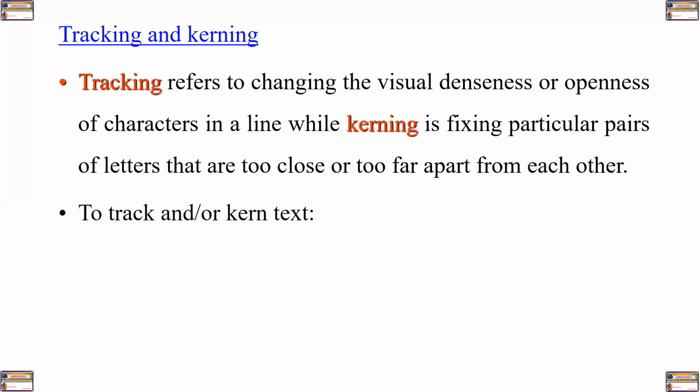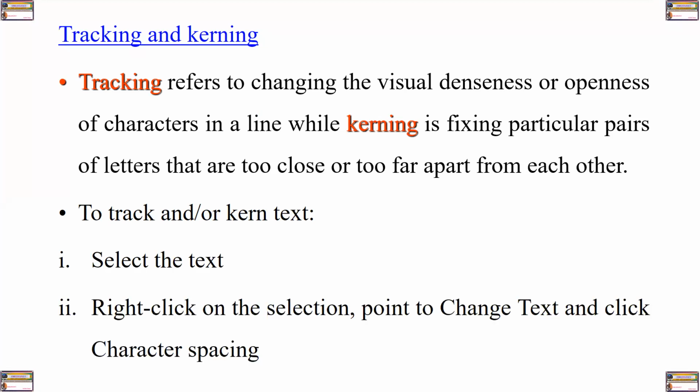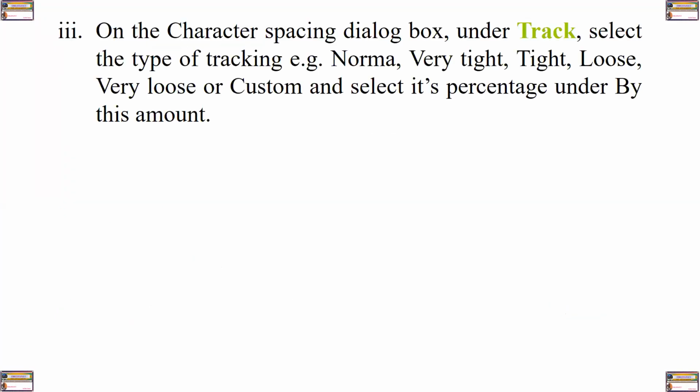To track and or kern text, you select the text, then right-click on the selection, point to Change Text, and click Character Spacing. On the Character Spacing dialog box, under Tracking, select the type of tracking that you want. For example, normal, very tight, tight, loose, very loose, or custom, and select its percentage in the "by this amount" box.